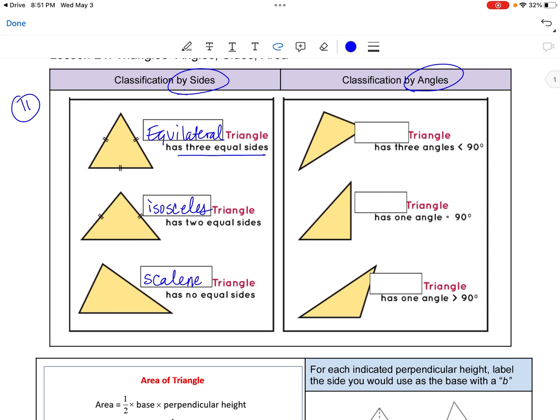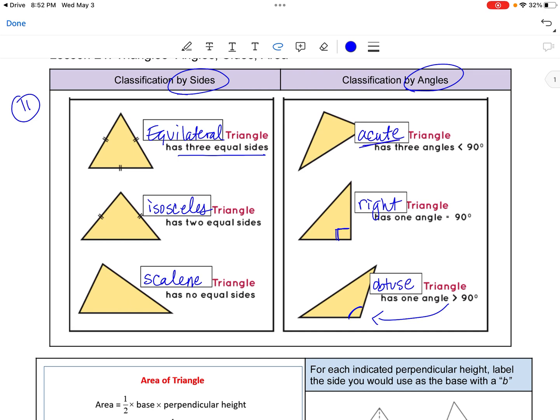A triangle that has 3 angles less than 90 degrees is an acute triangle. A triangle that has one 90-degree angle, we do this little symbol for 90 degrees here, and that is a right angle, so we call that a right triangle. And a triangle that has one of the angles greater than 90 degrees, and you can see it is this one right here. Angles that are greater than 90 degrees are called obtuse angles, so we call this an obtuse triangle.